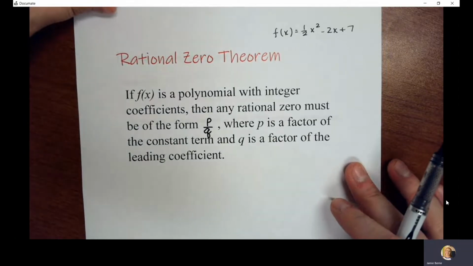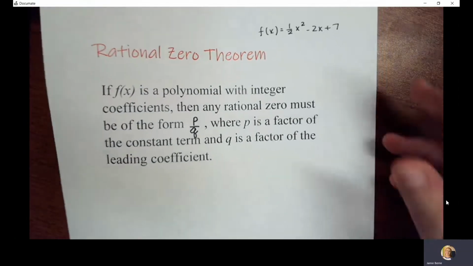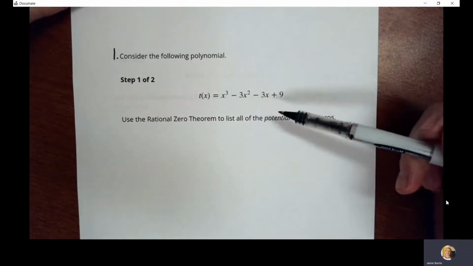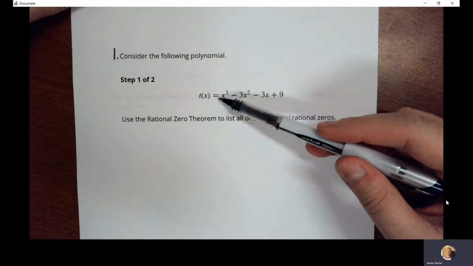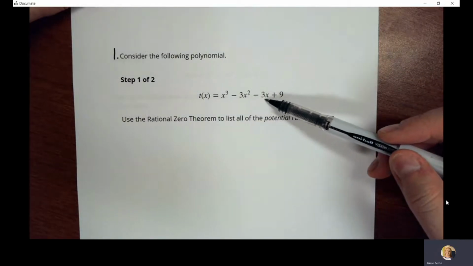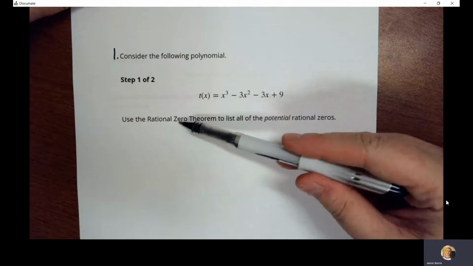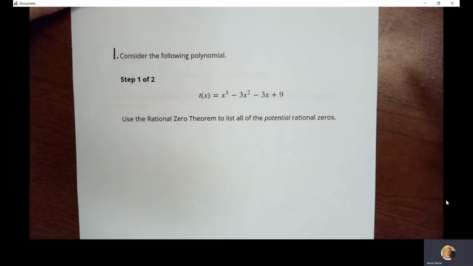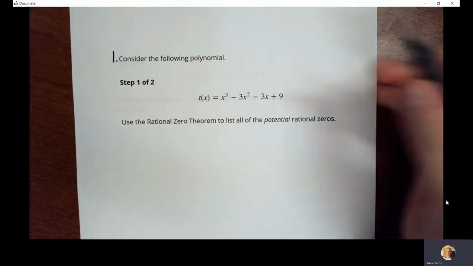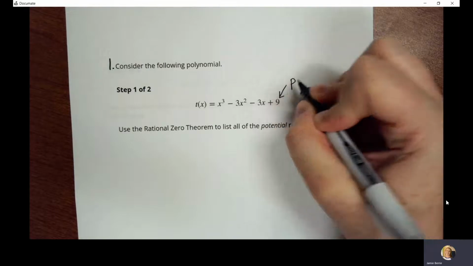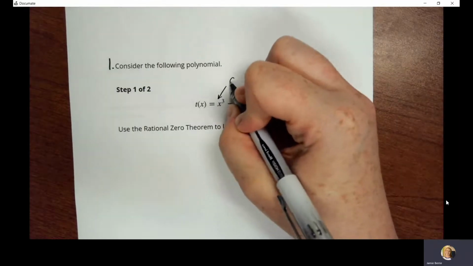All right, so let's look at our first example. Consider the following polynomial: T of x equals x cubed minus 3x squared minus 3x plus 9. Use the rational zero theorem to list all the potential rational zeros. Again, remember, p is the factors of the constant term, and q is the factors of the leading coefficient.